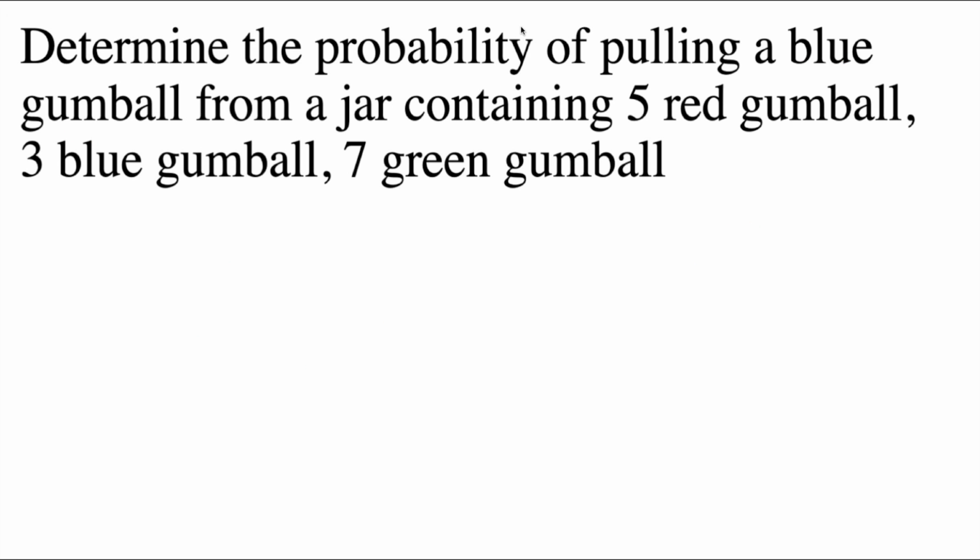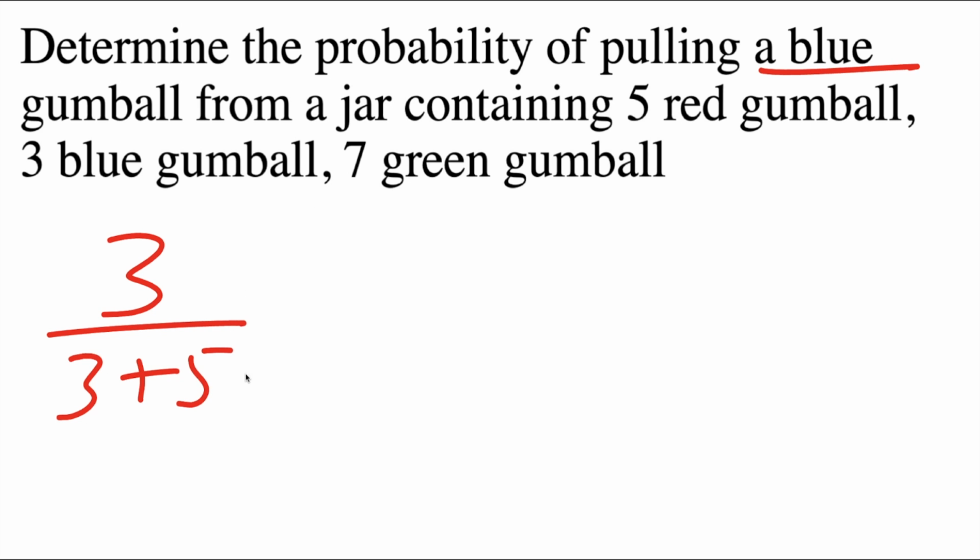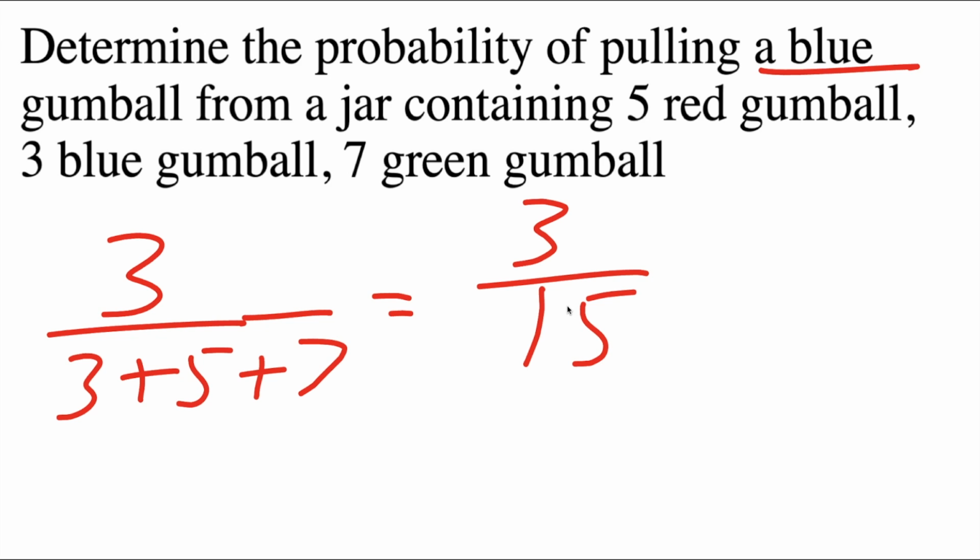Alright, the last one says determine the probability of pulling a blue gumball from the same jar, and the jar contains the same combinations. So, same idea. We see what the question is asking. It's asking the probability of pulling a blue gumball from the jar, and we have 3 blue gumballs, and then we do the total. So 3 plus 5 plus 7. Our numerator is 3 blue gumballs. And now we have 3 plus 5 is 8, 8 plus 7 is 15. So we have 3 out of 15.